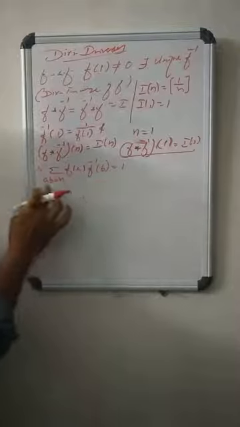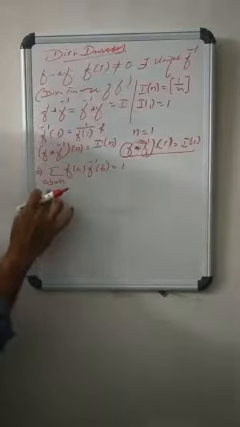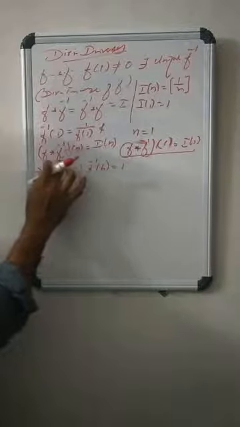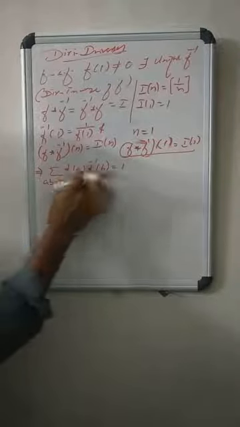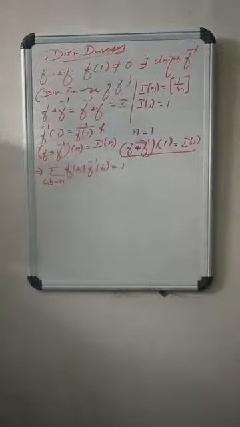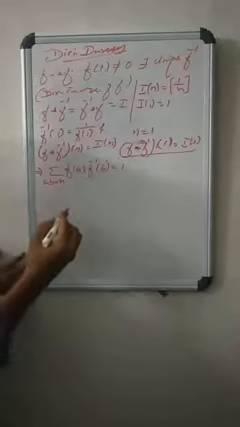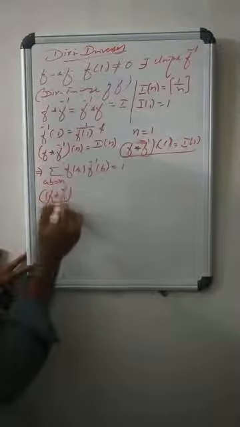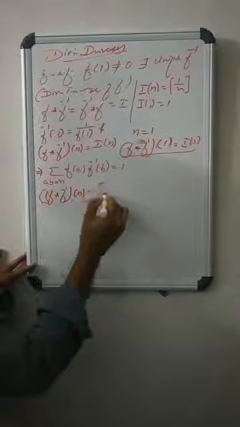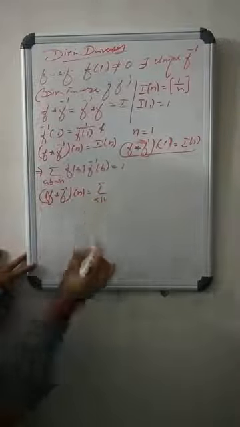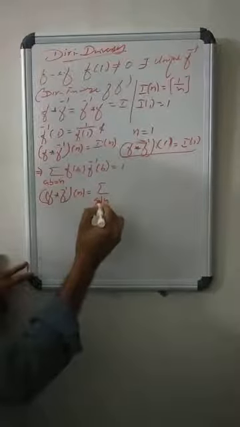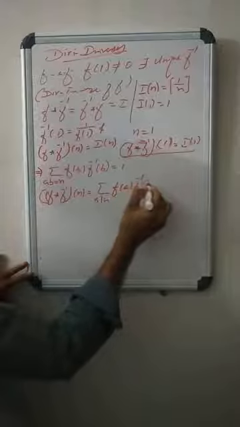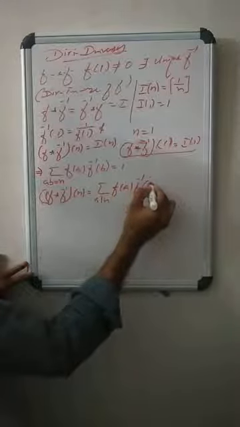Sigma over D divides n, or B divides n, whatever may be, f of B divides n, or A divides n, f of A into f inverse of that one. Any doubt? Like this. What is f star f inverse of n? It is sigma over A divides n, sigma over D divides n, f of D. So sigma over A divides n, f of A into f inverse of n by A.